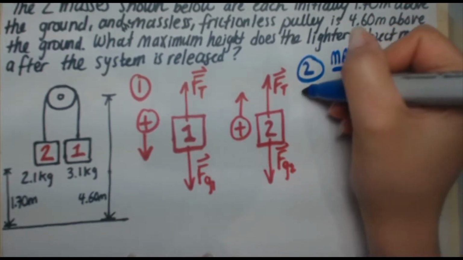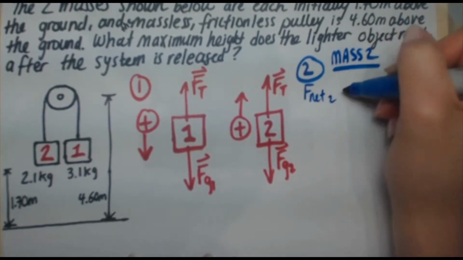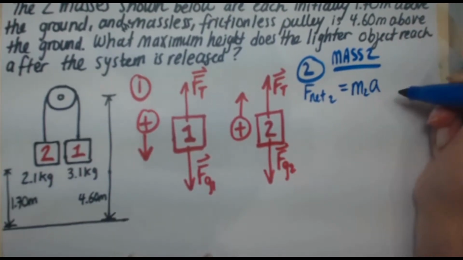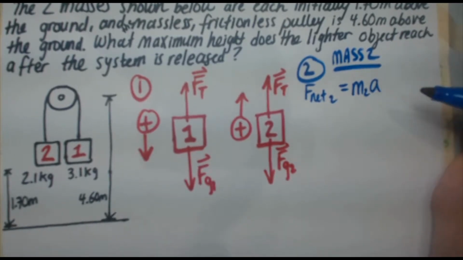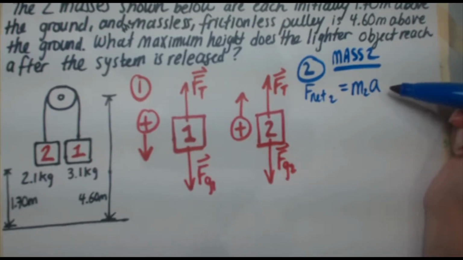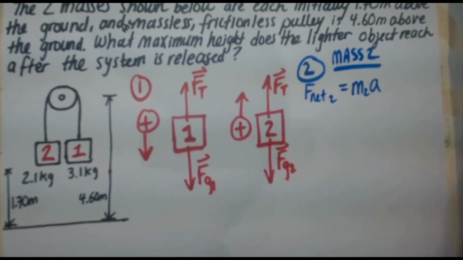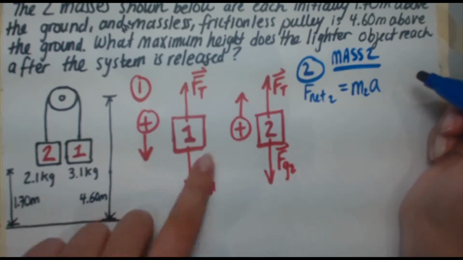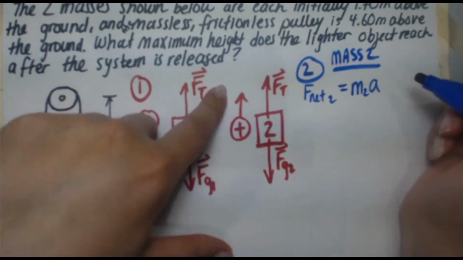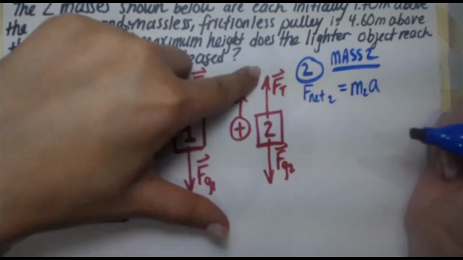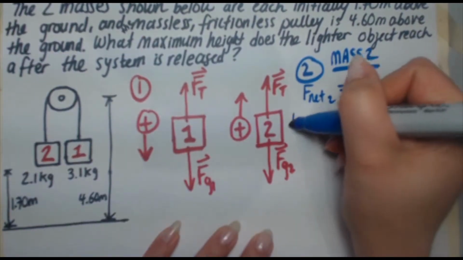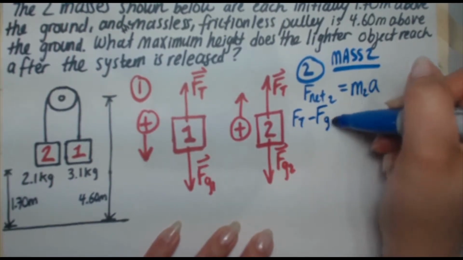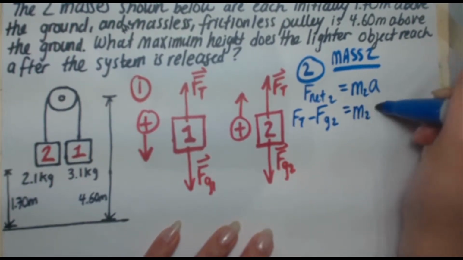So for mass number 2, we've got F net 2 equals m2a. Remember, they're both accelerating at the same rate because they're attached to a string that does not stretch. So a is the same for both. So F net 2 equals m2a. Now, F net 2, based on the directions we've identified for 2, up is positive, so F net is going to be Ft minus Fg. Okay, so Ft minus Fg2 equals m2a.